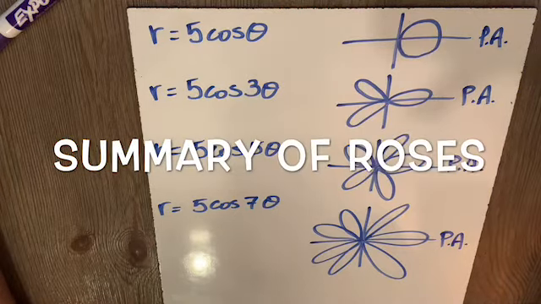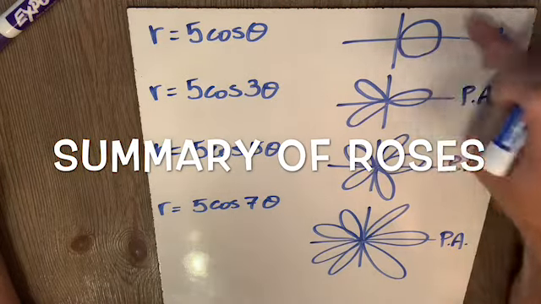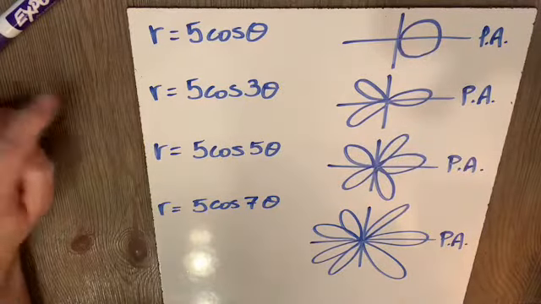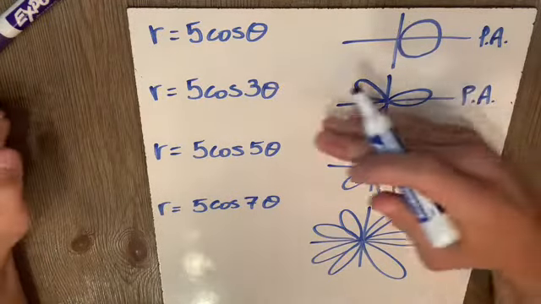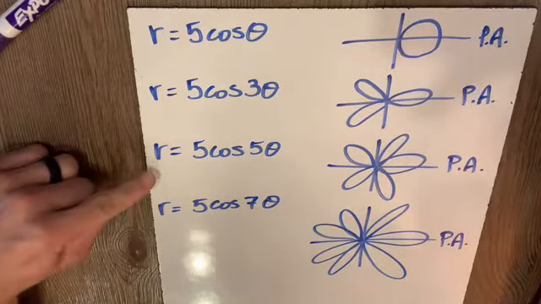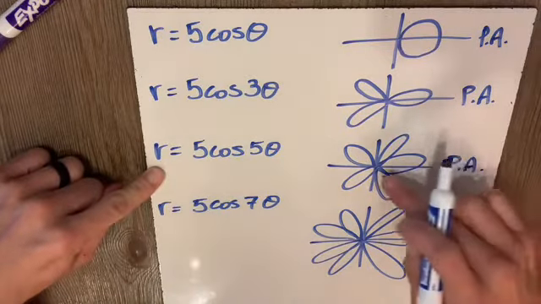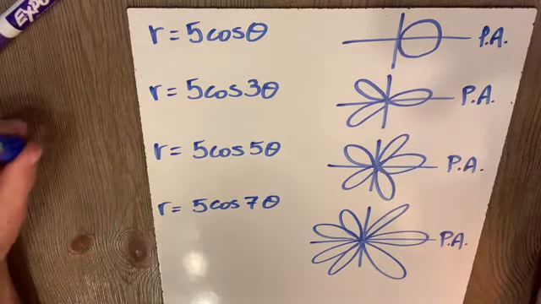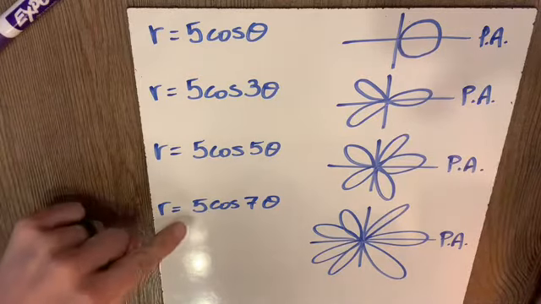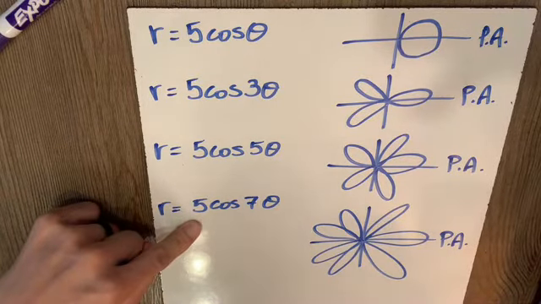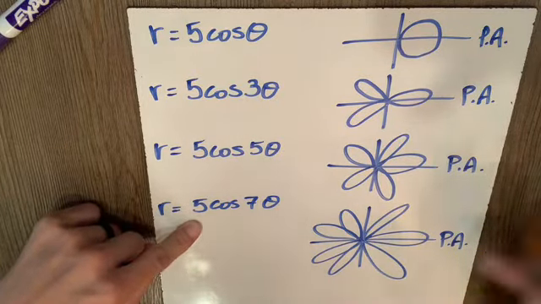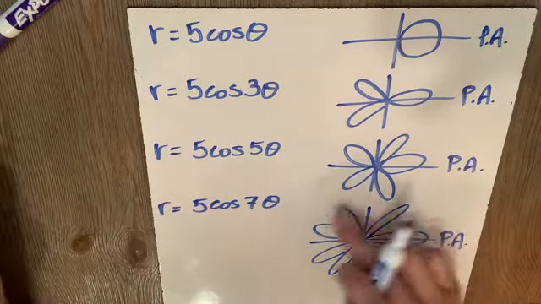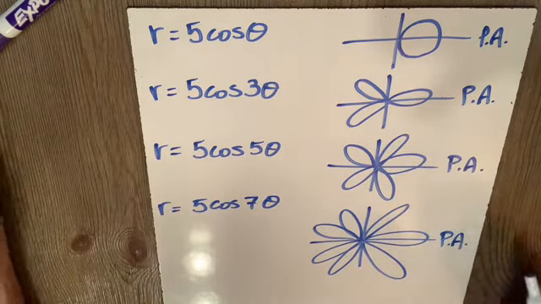So r equals 5 cosine 1 theta, to the right, polar axis symmetry. R equals 5 cosine 3 theta, to the right, polar axis symmetry. R equals 5 cosine 5 theta, to the right, 5 petals and polar axis symmetry. R equals 5 cosine 7 theta. The head is to the right. We've got 7 petals and we just have polar axis symmetry.